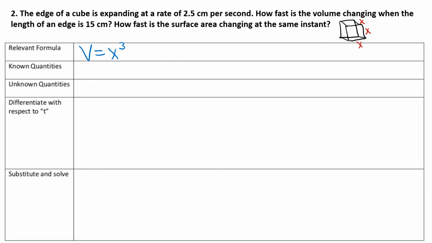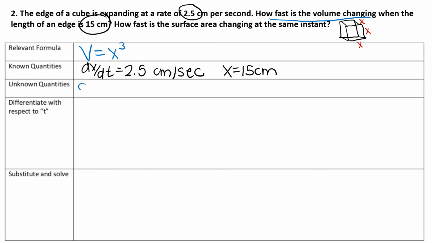Let's go ahead and list what we know about this problem. It says the edge of a cube is expanding at a rate of 2.5 centimeters per second. So that means that x is changing, so dx/dt is equal to 2.5 centimeters per second. And then we care about what's happening when an edge is 15 centimeters, so when x equals 15 centimeters. What we're looking for in this first part is how fast the volume is changing, so dV/dt.